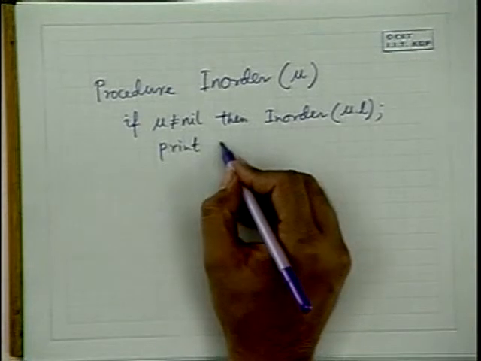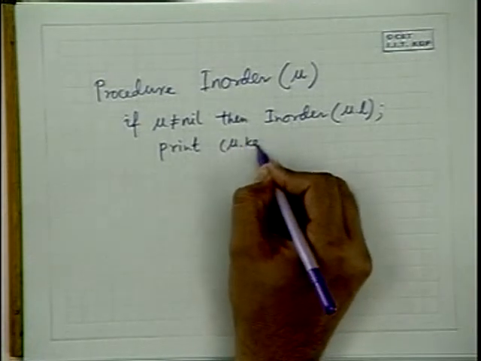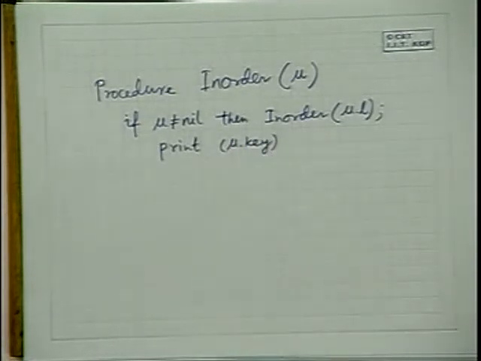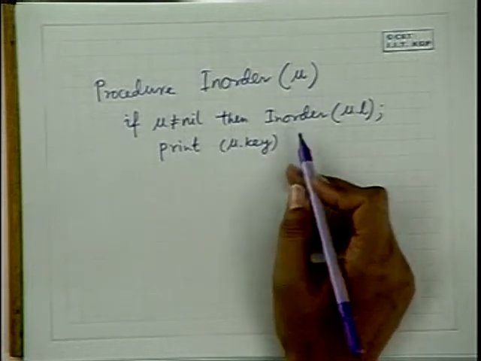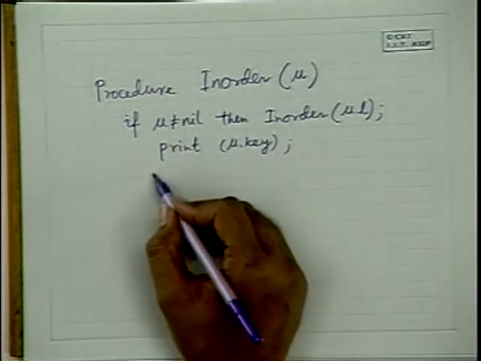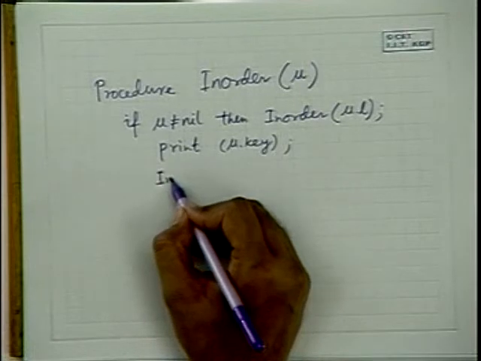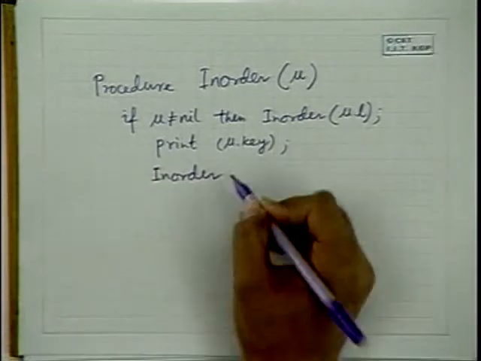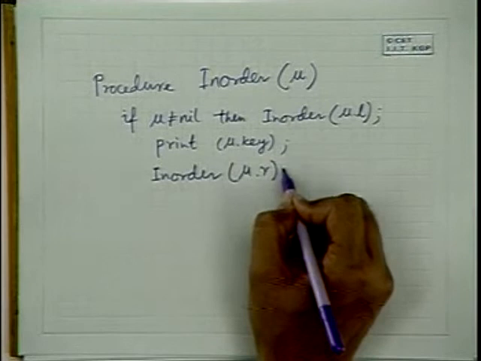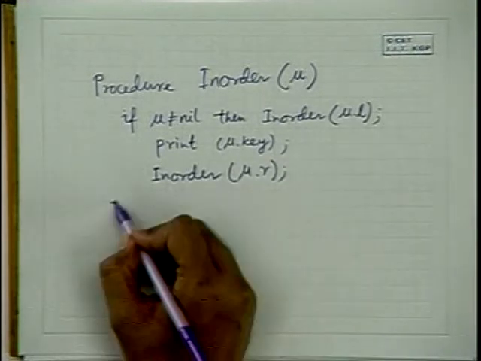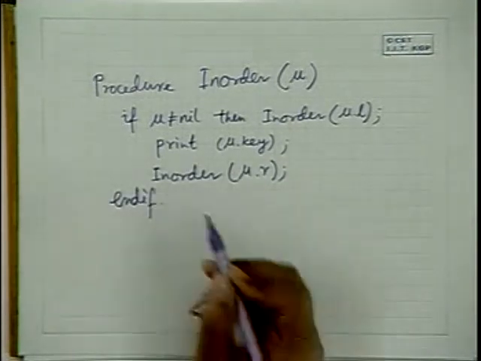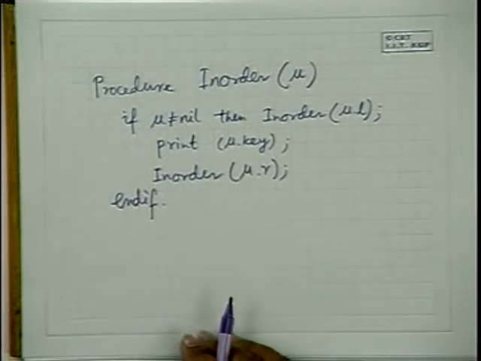So print here mu dot key, key is the key value, the elements which are kept in the node mu. And then what should we do? Again another in order traversal we have to do on mu dot r, and end this. So this is the in order traversal of a binary search tree.